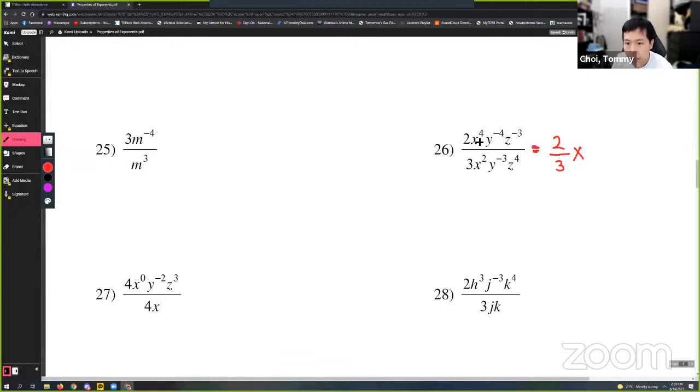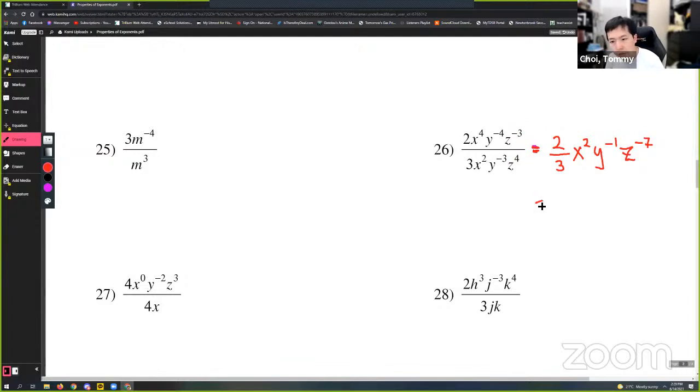We write our x. 4 minus 2, because it's dividing, is going to be 2. Negative 4 minus negative 3 is going to give me negative 1. And then z to the negative 3 minus 4 is going to give me z to the negative 7. That's just integer math. Make sure you're doing that correctly when you subtract these numbers. 4 minus 2 is 2. Negative 4 minus negative 3 is negative 1. Negative 3 minus 4 is negative 7.